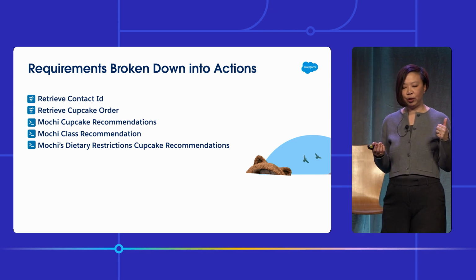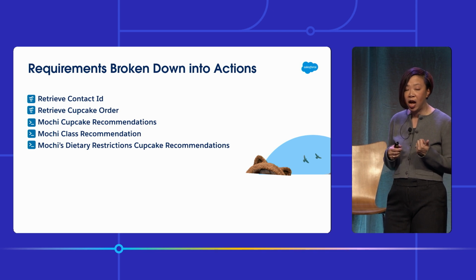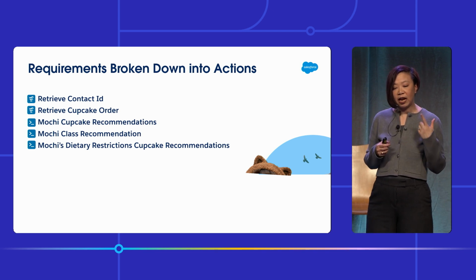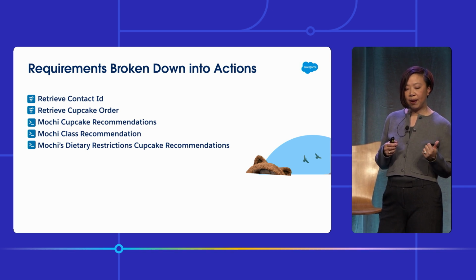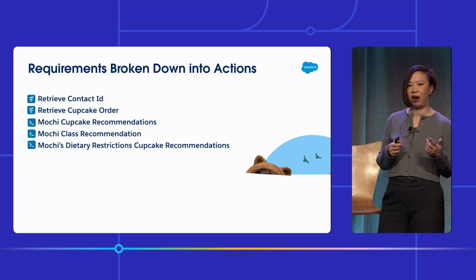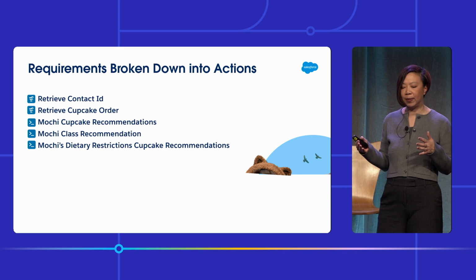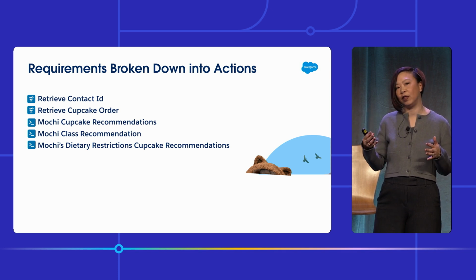So we're going to use a flow to retrieve the contact ID. We're going to use another flow to retrieve the cupcake order, and then 3 prompt templates for the Mochi cupcake recommendations, Mochi class recommendations, and Mochi dietary restriction cupcake recommendations. And the prompt templates also have flows within them.